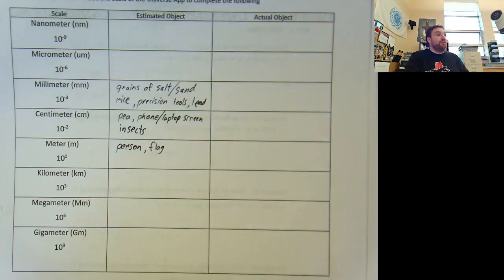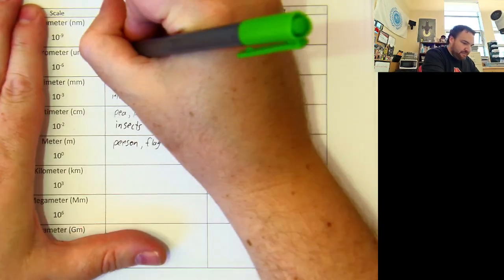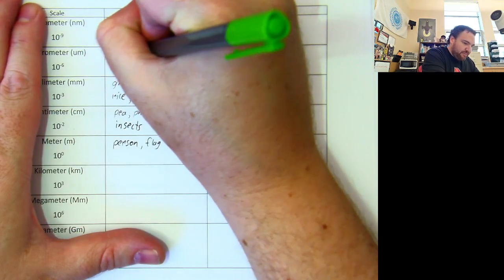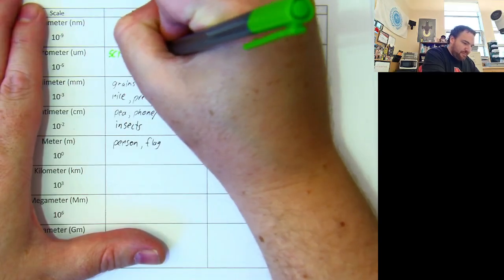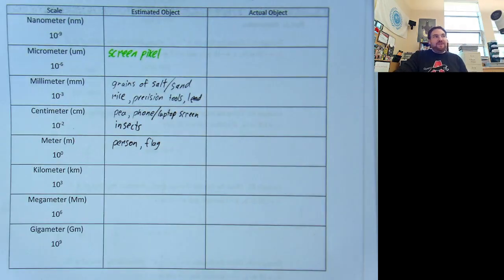Okay, so now we're into the realm of actually guessing here. Yes. Micrometers. Micrometers, you betcha, sir. Steven. A pixel on the screen. A screen pixel. Ooh, let's look that one up. I'm curious now.